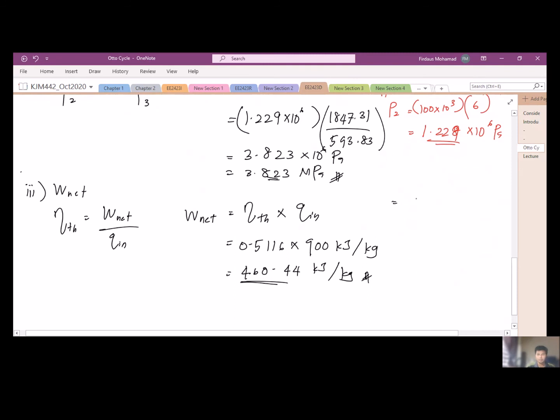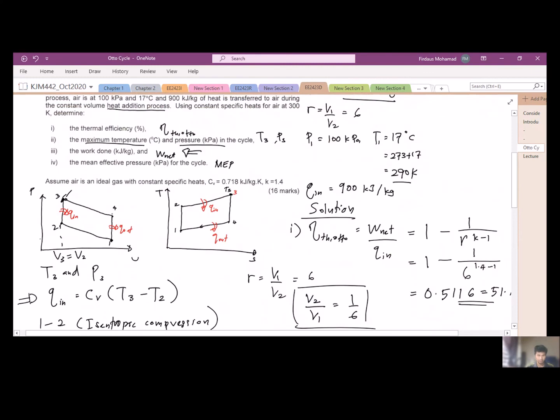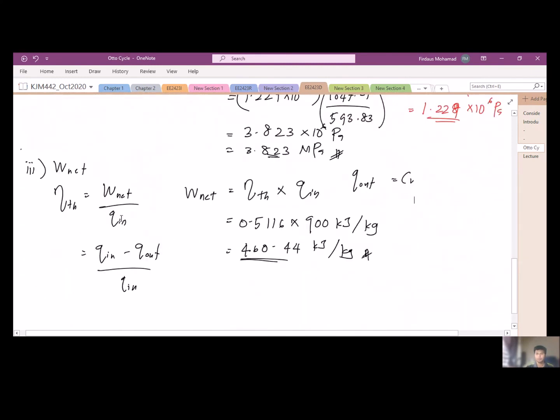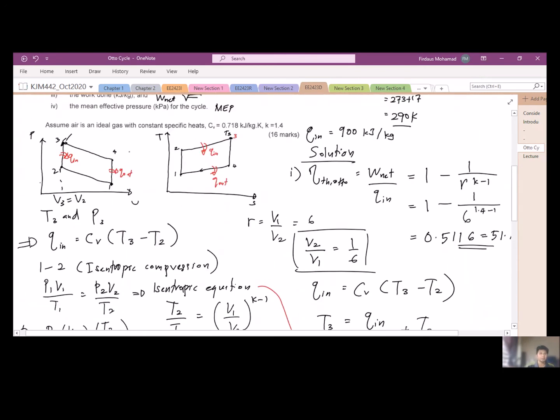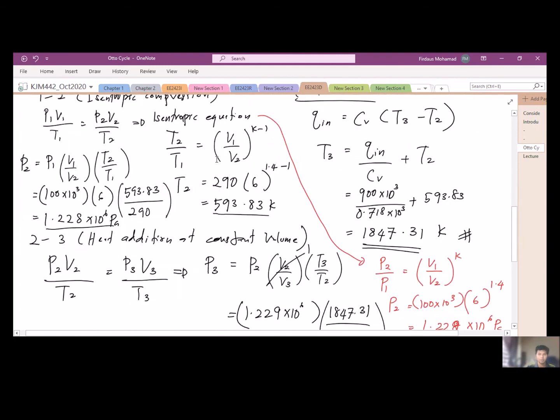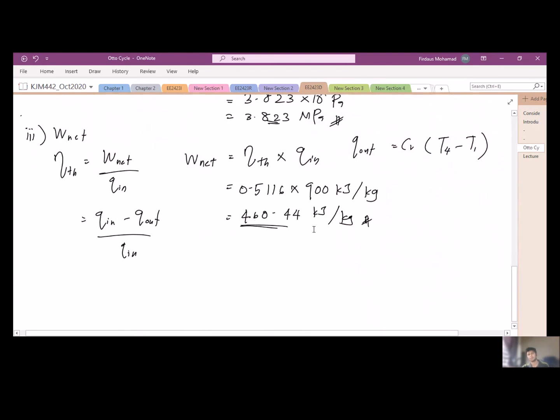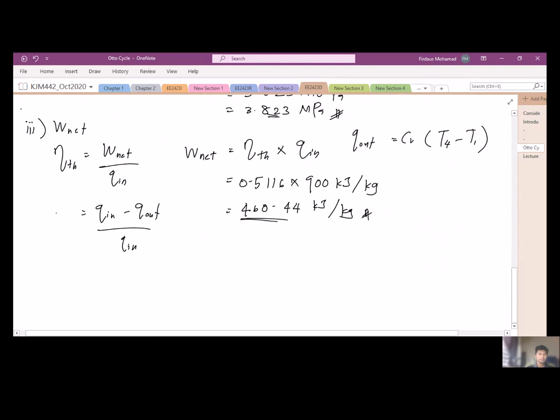Or, if you want to find work net based on Q in minus Q out, you have to find Q in minus Q out over Q in. Q out is the constant volume heat rejection, equal to Cv times T4 minus T1. You can find T4, the temperature at state 4, based on isentropic expansion from T3 to T4, and straight away you will get the same answer, 460.44 kilojoule per kilogram.